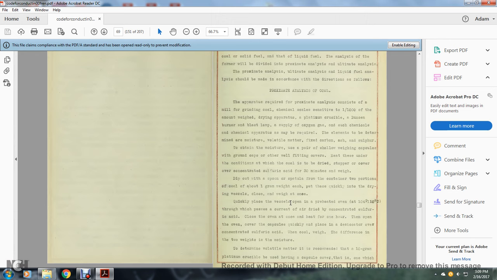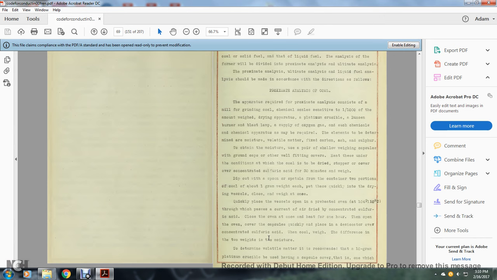Quickly place the vessel opening in the oven preheated at 104 to 110 degrees Celsius, through which is passed a current of air dried by concentrated sulfuric acid, closing the oven at once and heating for 1 hour. Open the oven, cover the capsule quickly and place it in the desiccator over the concentrated sulfuric acid, then cool and weigh. The difference of the two weights gives the moisture.